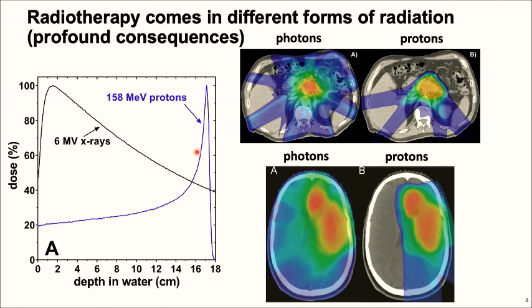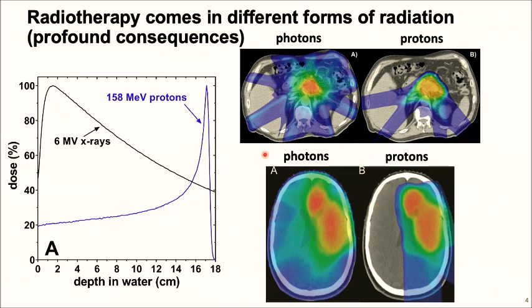With that, you can, just as examples here, produce much more confined dose distributions that spare much more healthy tissue. This is a comparison of a pancreas treatment using photons and protons. You can see that there is much less dose going beyond the beam for protons compared to X-rays. And this is another example for a brain treatment.